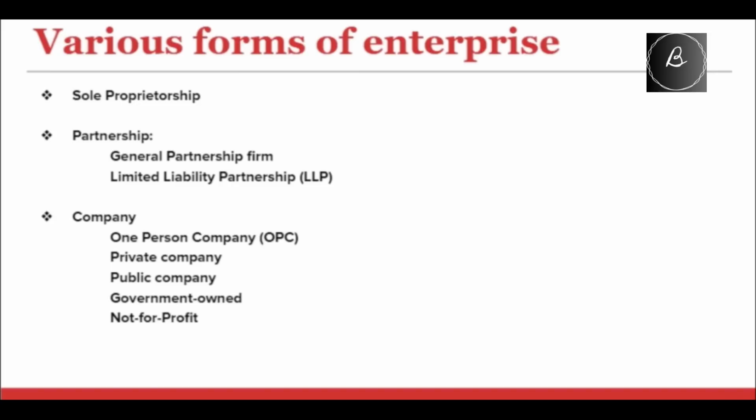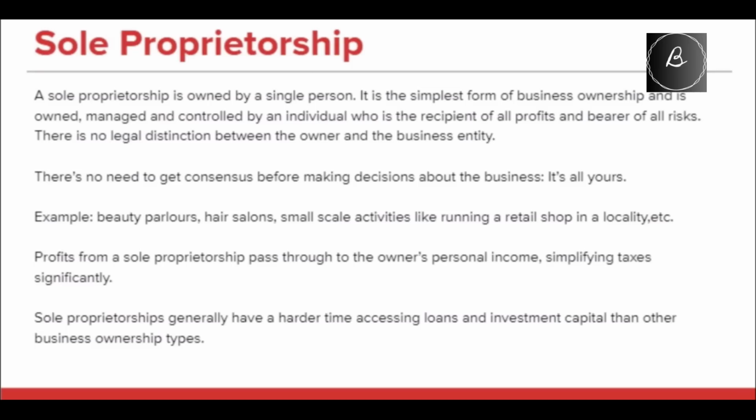Let's look at each one of them in more detail. Starting with a sole proprietorship, it is owned by a single person. It is the simplest form of business ownership and is owned, managed, and controlled by an individual. This individual is the recipient of all profits and bearer of all risks. There is no legal distinction made between the owner and the business entity.